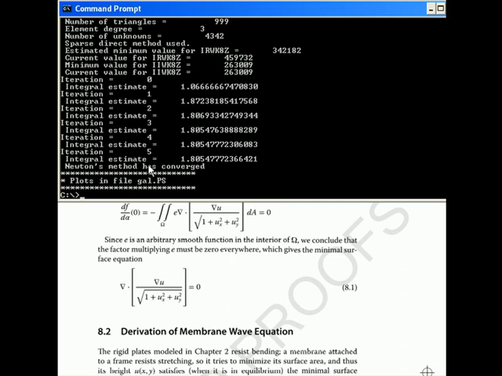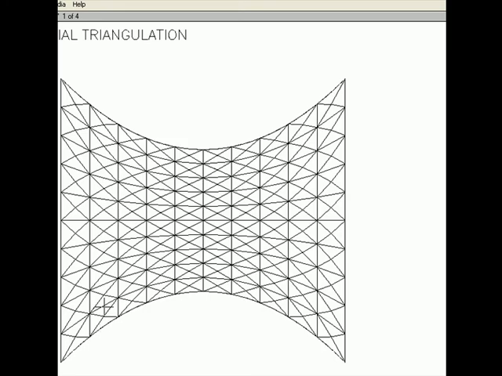And that's the correct integral, so looks like everything's fine. Let's look at the plots. There's the initial triangulation that was all done automatically. Remember, we let P be X, and we did 11 grid lines in the P direction and 11 in the Q direction. Bottom is Q equals -1, the top is Q equals 1.